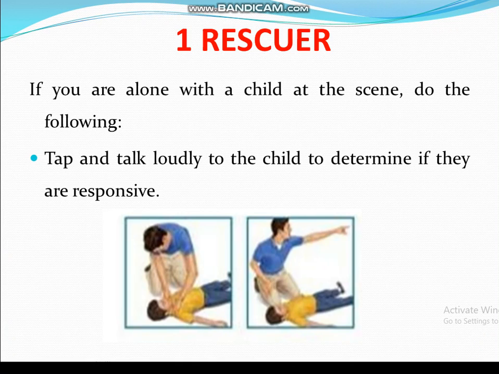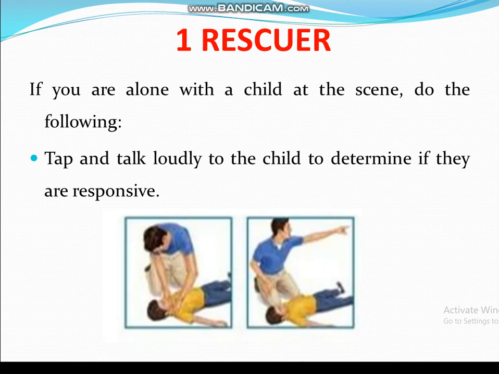If there is only one rescuer, what all things can you do? If you are alone with the child at the scene, what can you do? You know that there are two types: either one rescuer, or else we can have two rescuers. One means only one person is there to help the patient recover from the situation.